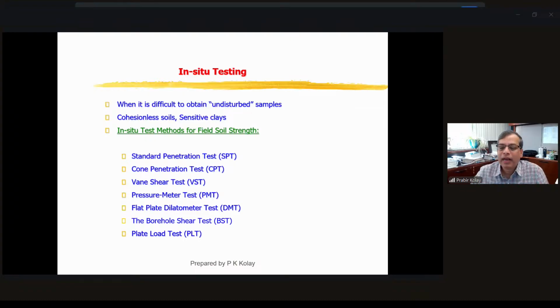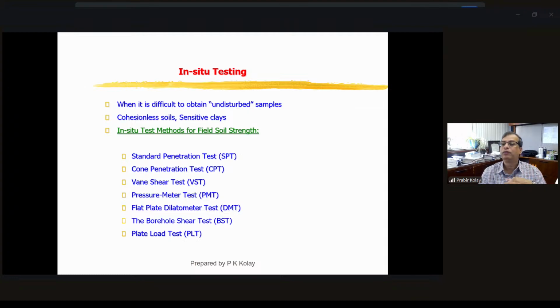Now, there are different in situ tests. Again, I'm just going to go through all these different tests. It's very common, as I mentioned, the SPT or standard penetration test. The value is generally denoted by capital N, and from the N value, you can find out if the N is more, meaning the soil is strong.